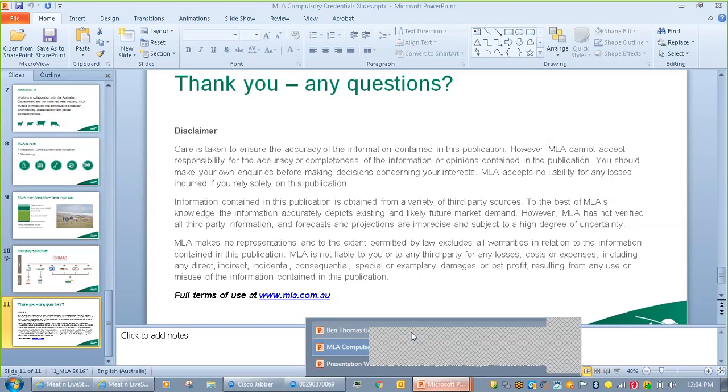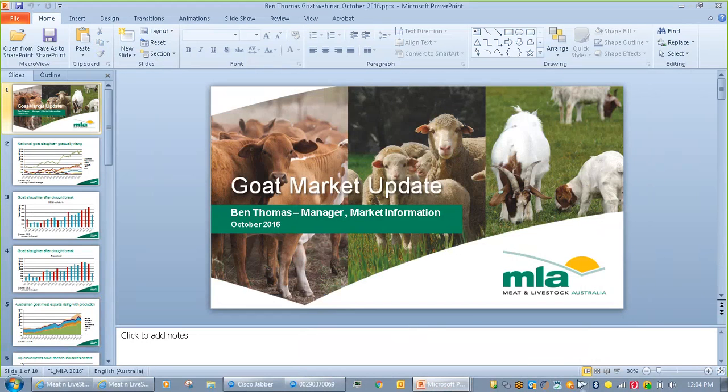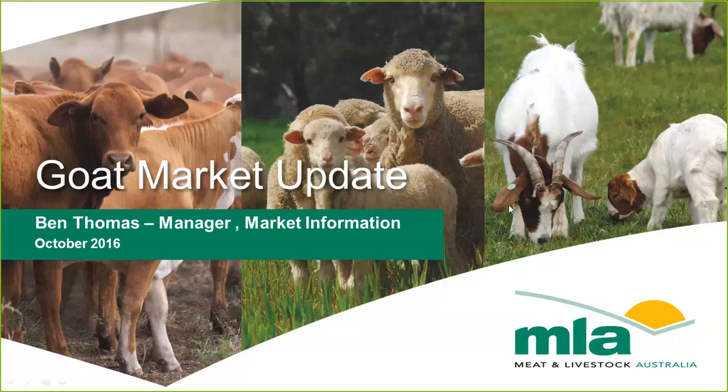Our first guest speaker today is Ben Thomas. Ben works with MLA in the NLRS department, so he's one of our market analysts. Ben's going to be giving us an overview today about what's happening from a high-level perspective within the goat meat market space, and talking about some of the trends in terms of both pricing and demand that we're seeing in overseas markets that may be of interest to some of our viewers.